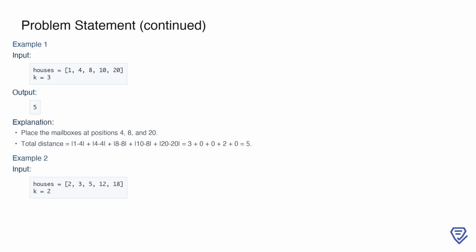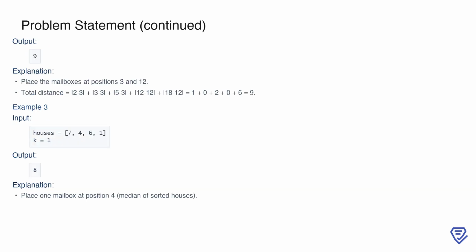For the fourth house at position 10, the nearest mailbox is at position 8, resulting in a distance of |10 - 8| = 2. And finally, the last house at position 20 is perfectly aligned with a mailbox, so the distance is 0. Adding these distances together gives a total of 3 + 0 + 0 + 2 + 0 = 5, which is the output.